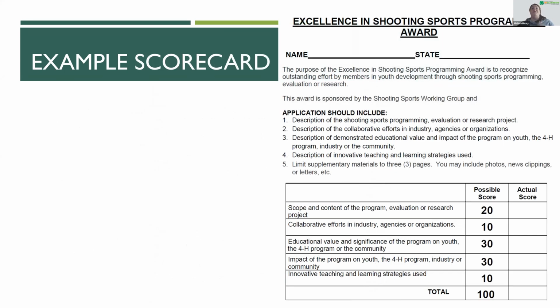Once again, those example scorecards are posted for each award. And so this is one of our new awards, and I'll show you a little more about it in a minute, our Shooting Sports Programming Award. This tells you that the application should include the following 5 items. And the 5th one is including 3 pages of support materials, but it also tells you what they're scoring it on in the points breakdown. And this is helpful to make sure that you are putting a little bit more emphasis on those heavier weighted points on the scorecard.